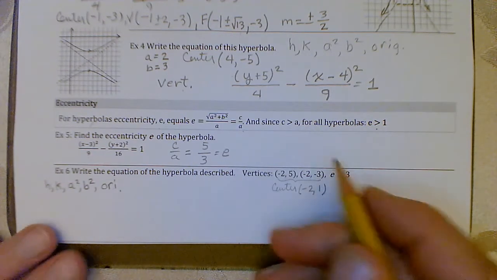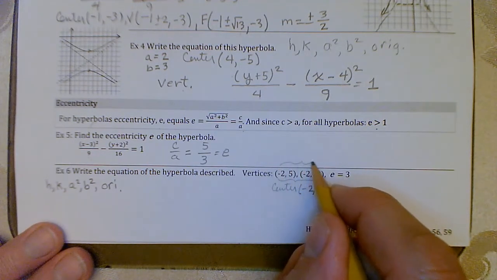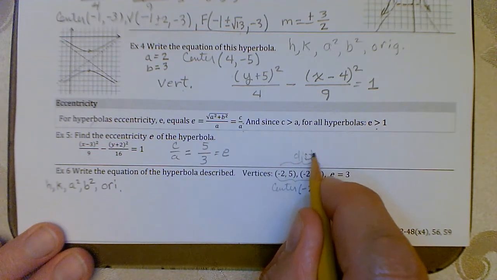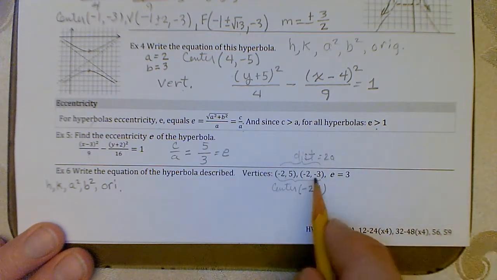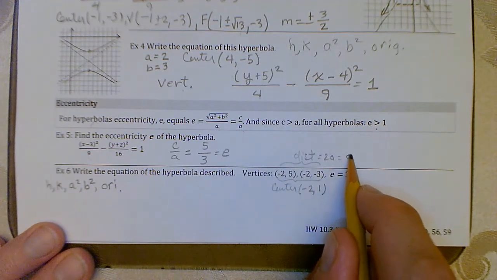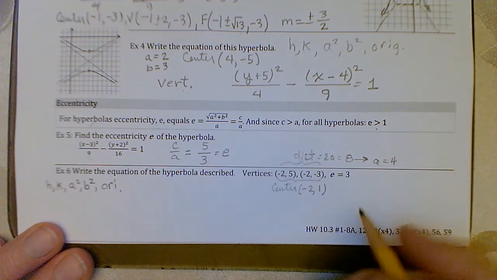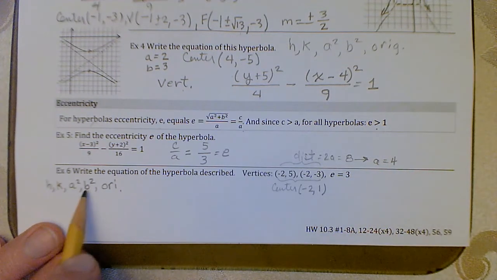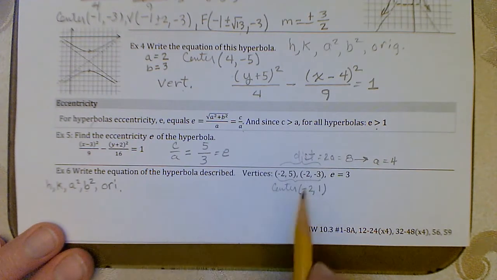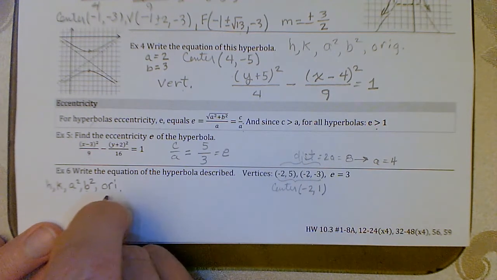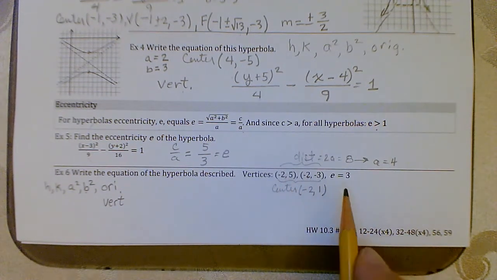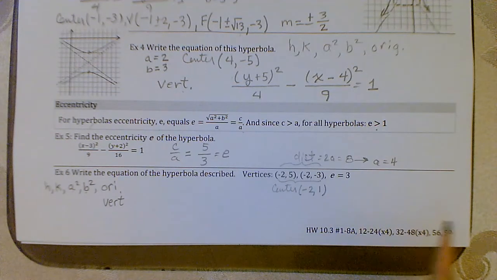Now, also, the distance between these 2 points is equal to 2a. So the distance between those 2 things is 8, which gives us an a value of 4. All right, so we know our a. We just need to find our b. And also the orientation. So these vertices, are they next to each other or above each other? They have the same x, so of course these are above each other. So the orientation is vertical because the vertices are on the transverse axis.